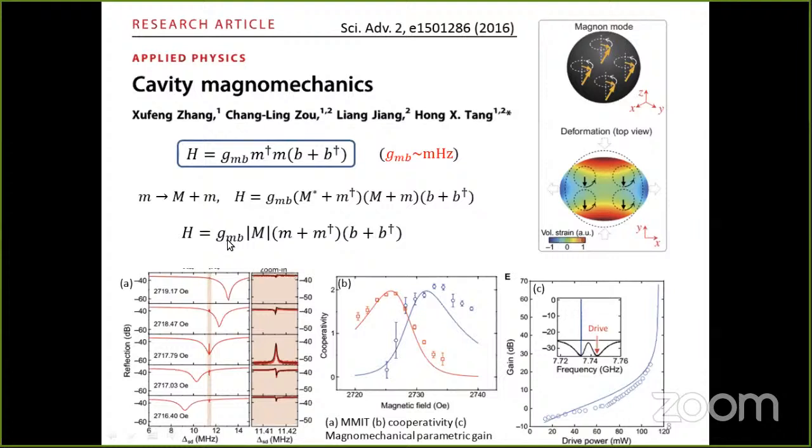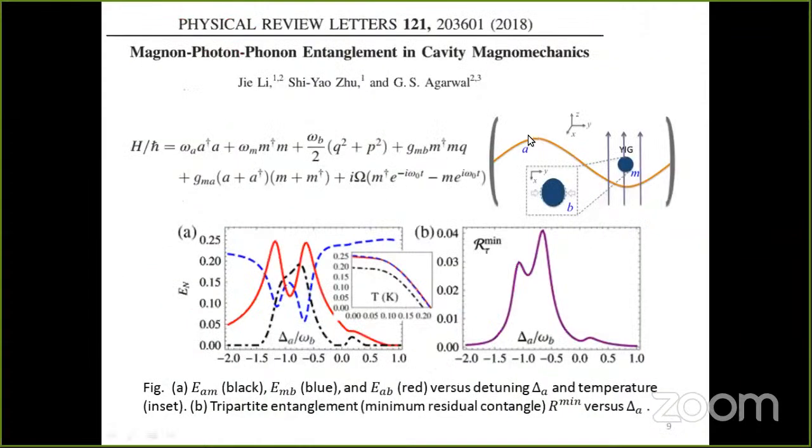So in this experimental paper, using this type of magnomechanical system, they have shown cooperativity and high mechanical gain. This is a recent experimental paper that I would like to show you. And now let's come to another type of proposal based on this magnomechanical system. J.S. Agarwal recently did this type of work where they are talking about the entanglement between these photon, magnon, and phonon modes in the magnomechanical system.